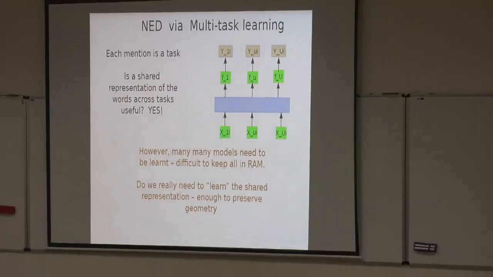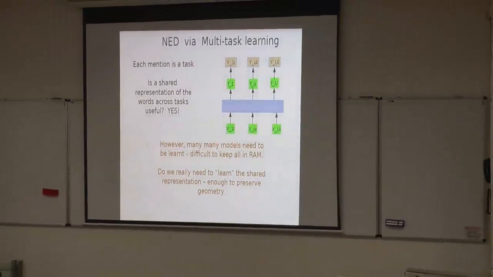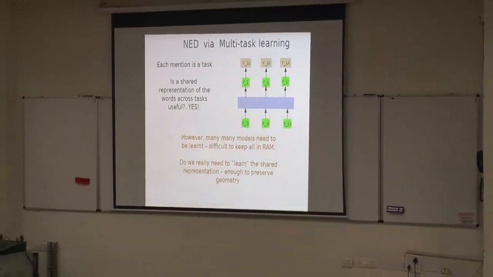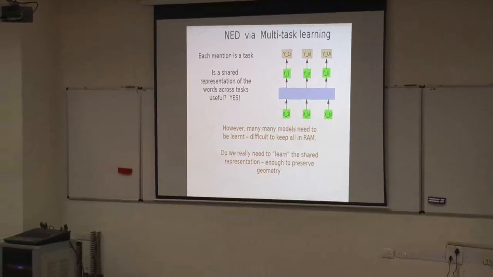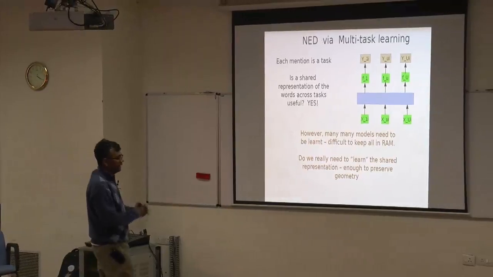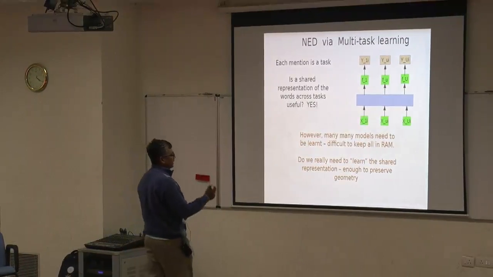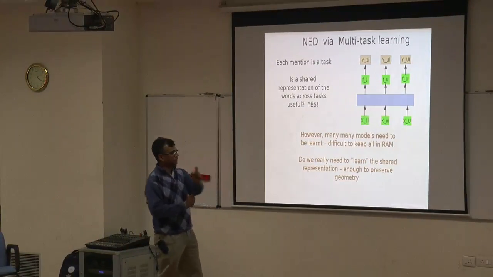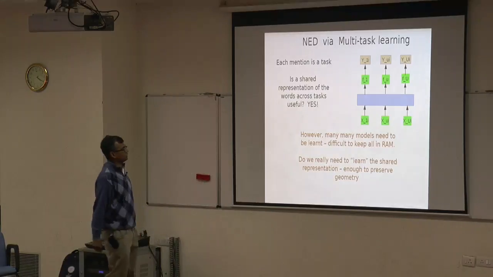However, again, it's the same issue. The problem is that if you're faced with a typical corpus like Wikipedia, there are millions of entries and billions of mentions. Each mention of Jordan, each mention of every named entity, is a particular task that you have to build.